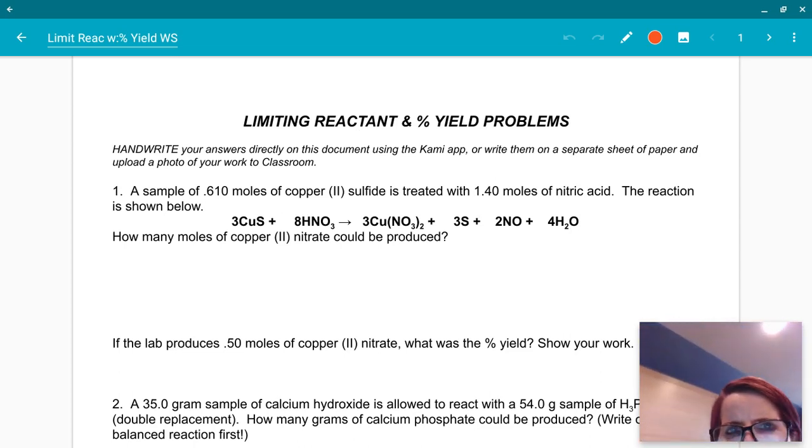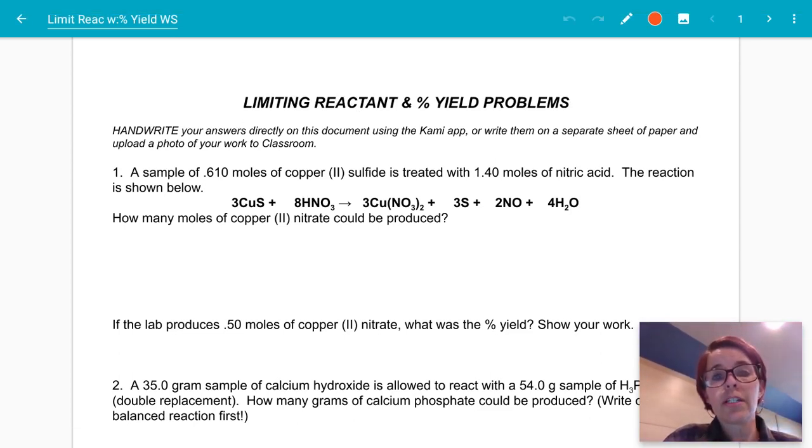Let me say that I do expect you, however, to be doing this by hand. I'm getting kind of irritated with some of my other classes that are turning in copy and pasted work for me. So I need to see your handwriting on this. Whether you do it on a piece of paper and upload it for me or whether you use Cami to do it, I don't care.